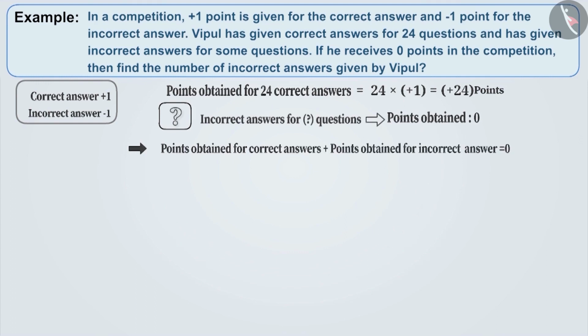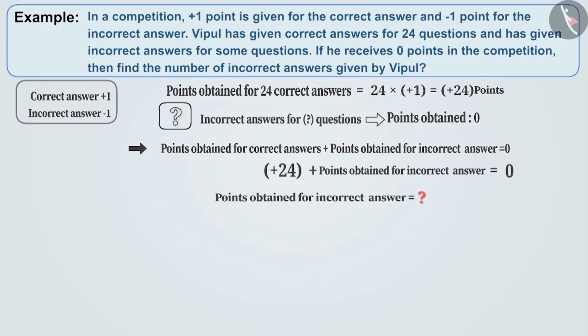That means plus 24 plus points for incorrect answers is equal to 0. So tell me, what will be the points for incorrect answers? Think for a while.